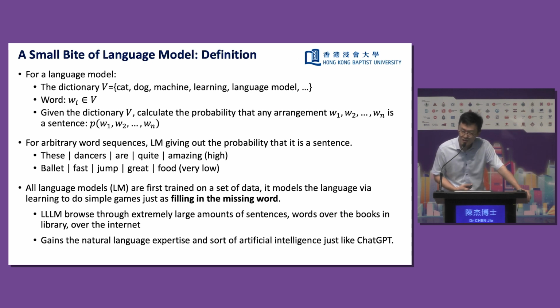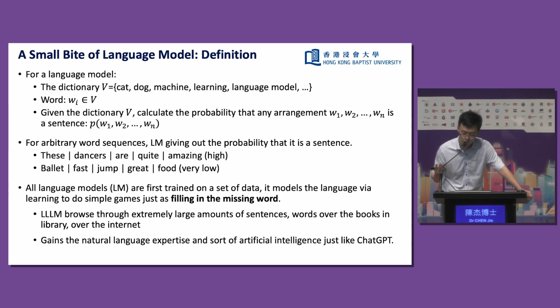Okay, so this is just a simple example, but all language models are just trained on this prediction of the probability that an arrangement is a real sentence or not. And it is trained on large amounts of data, and it learns from the true sentences that they are true, and maybe from the bad sentences that they are bad, right? And they learn this through simple games, like filling in the missing words, completing the whole sentence, etc.